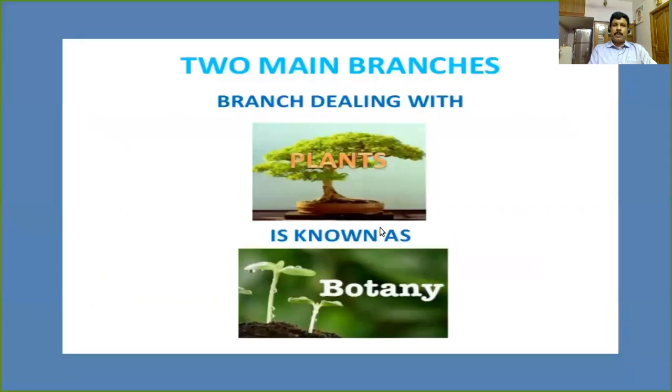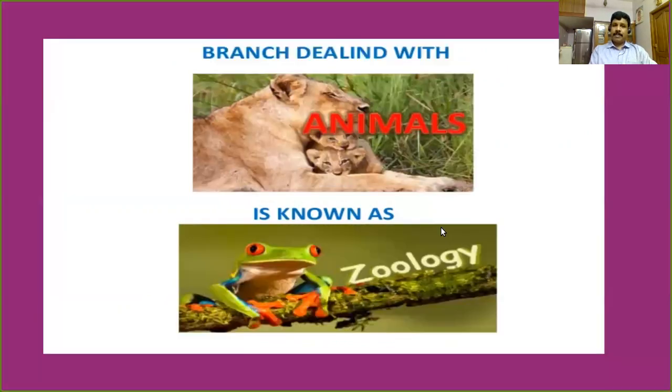There are two main branches in biology. The first one is the branch dealing with plants. It is known as botany. And the branch dealing with animals is known as zoology. So there are two main branches in biology, that is botany and zoology.